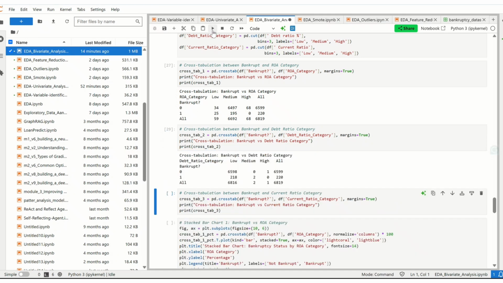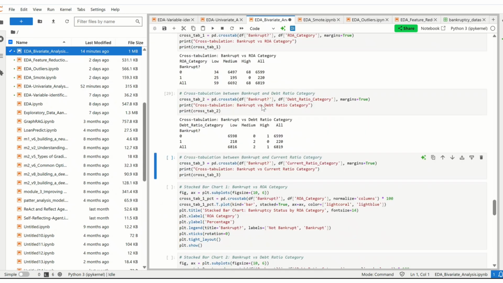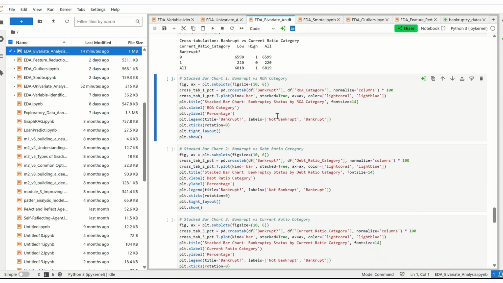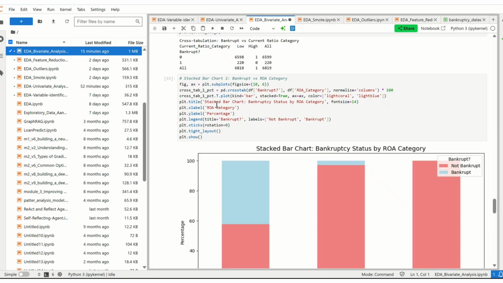And then we are comparing with the debt ratio category, right? So you can see that the banks with low debt ratio also have a low chance of going bankrupt, right? You can instantly see from this one. And let's draw for another one, and before we draw that, we can also draw a stacked bar chart here.